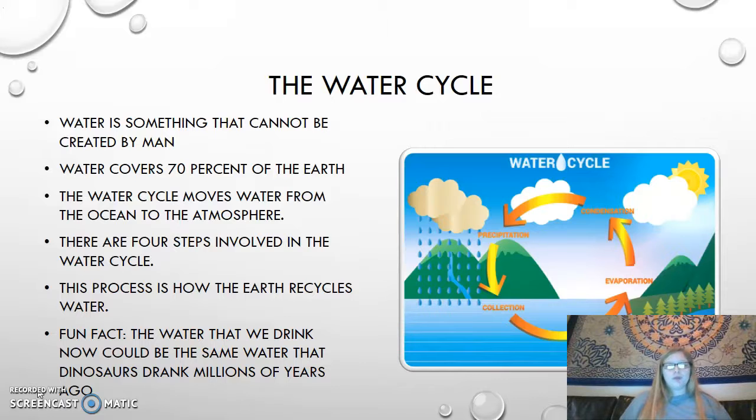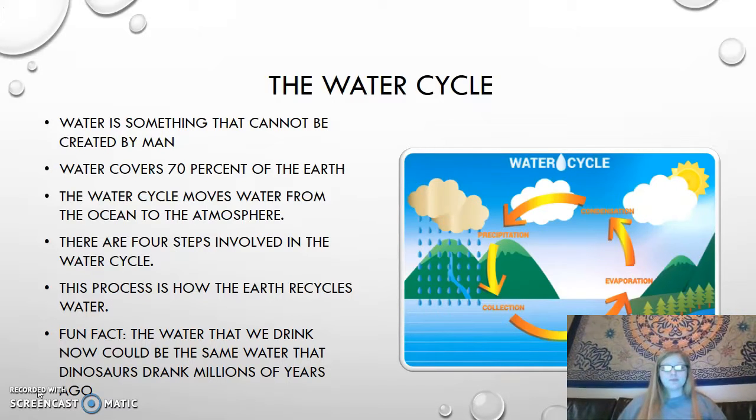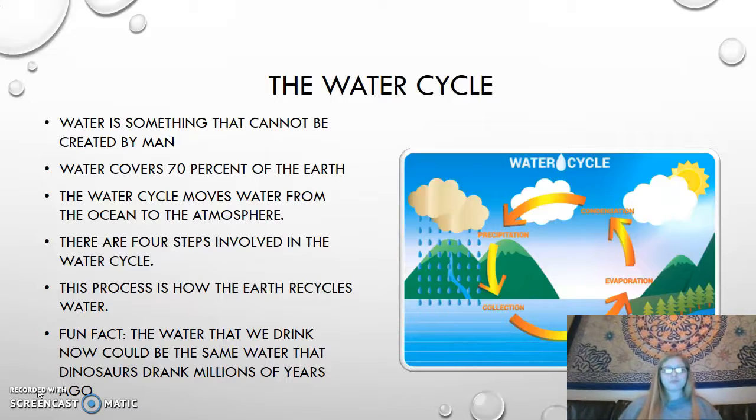Now, when I was growing up and we learned about the water cycle, we were only taught the basics. We were only taught that there were 3 steps, and they left out the fourth and final step, which I will cover in the last part of the presentation.